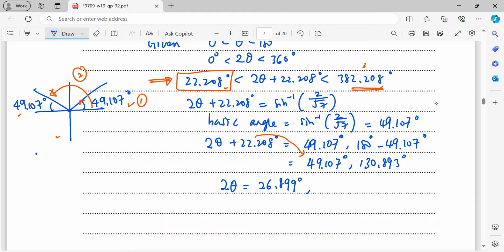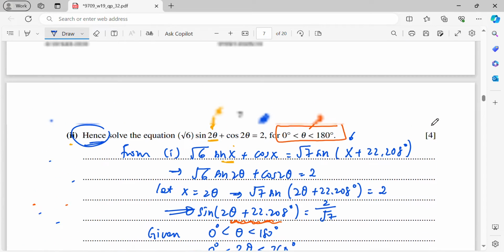And the other one, when you minus from 22.208, it will be 108.685. And now divide by 2. So when you divide by 2, you will be getting 13.4495 and followed by 54.3425 degrees.